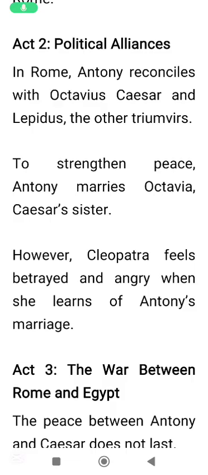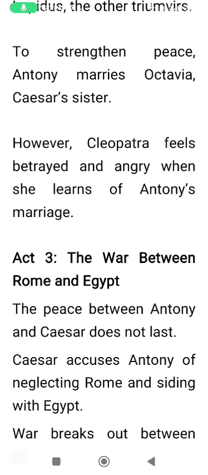However, Cleopatra feels betrayed and angry when she learns of Antony's marriage. When Cleopatra, as a woman, hears that, she feels Antony has betrayed her. That is what comes to her mind: that Antony returned to Rome to marry somebody else and is not going to marry her again. That is her thought, and that is how Act 2 ends.